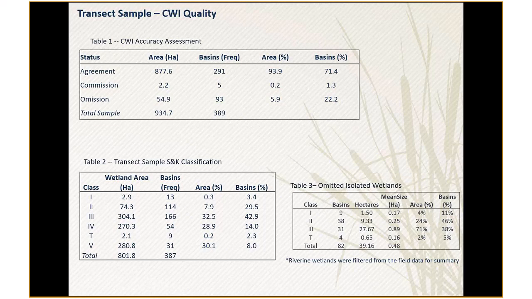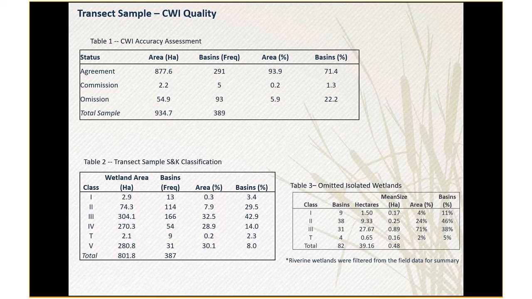The other thing we wanted to look at as well, if you look at table 3, from the wetlands that we missed, that were omitted, what is the permanence class of what we omitted? Are we primarily omitting 1s and 2s, or are there higher permanence classes in those as well?